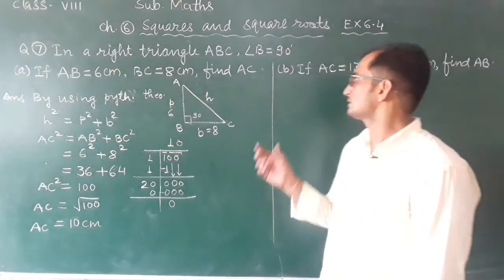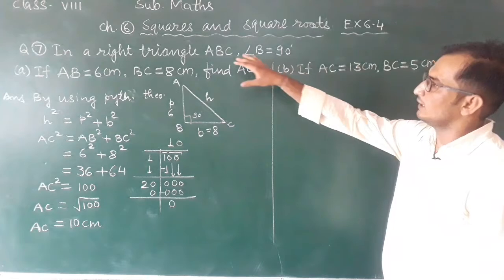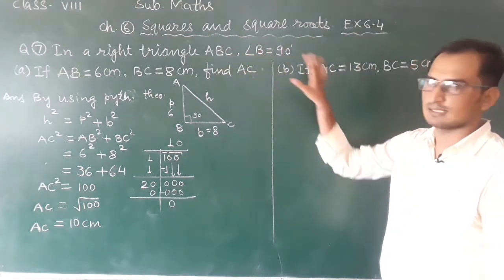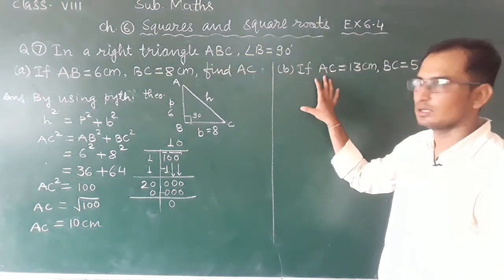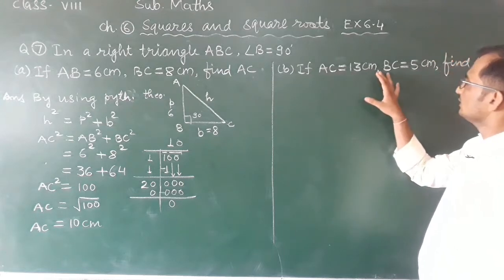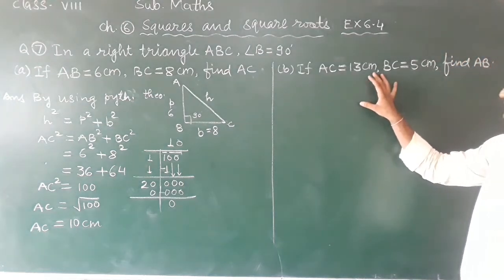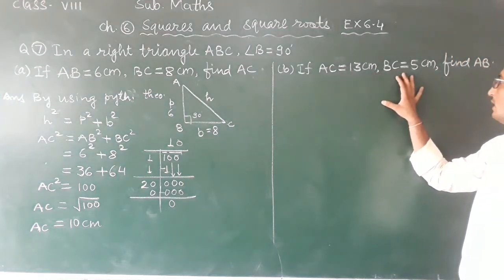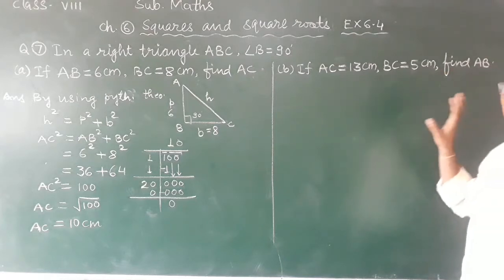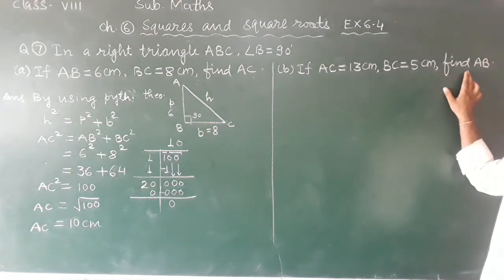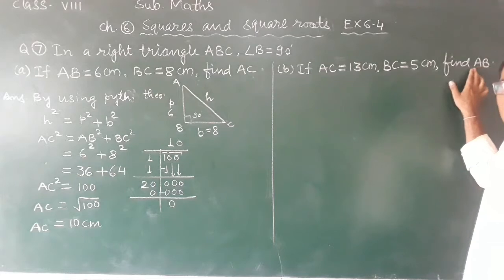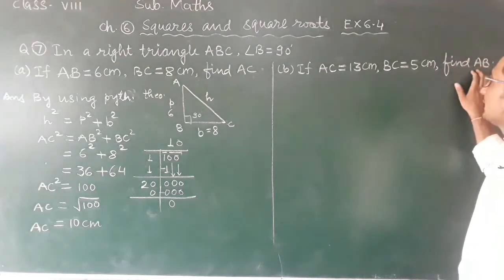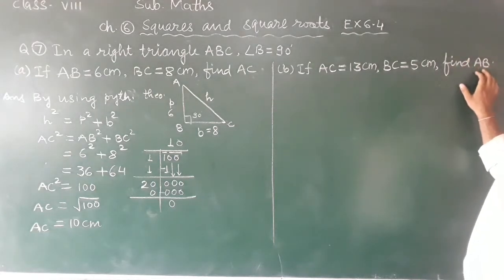Now comes the similar part. This is a similar triangle, with the same condition as this question. If AC is equal to 13 centimeter, this is given here, and BC is equal to 5 centimeter, then you have to calculate AB. What will be the value of AB? This is to be found here. Clear?